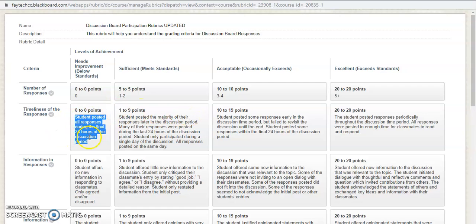The reason for this is, as I stated, the point of this assignment is to engage in a discussion. If you post all of your responses in the final 24 hours that a discussion board forum is open, it is unlikely that any of your classmates are going to go read and respond to you. At that point in that final 24 hours, you should be taking a break and getting ready for the next module.